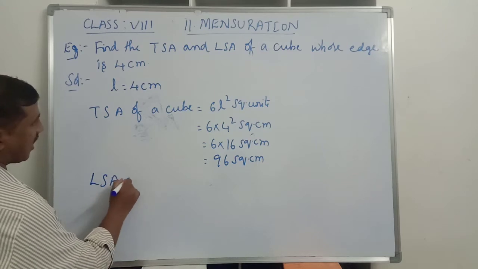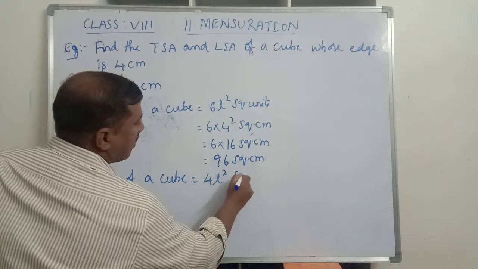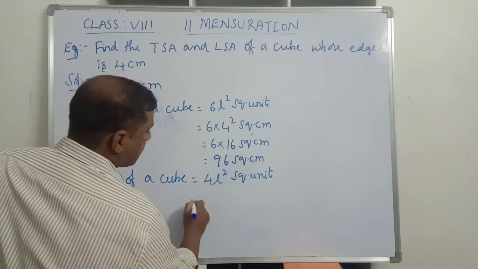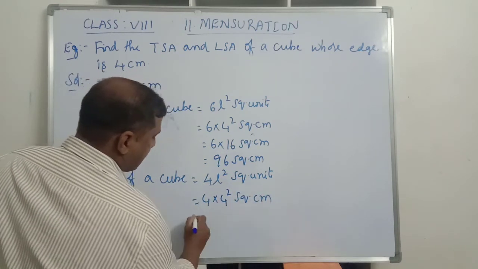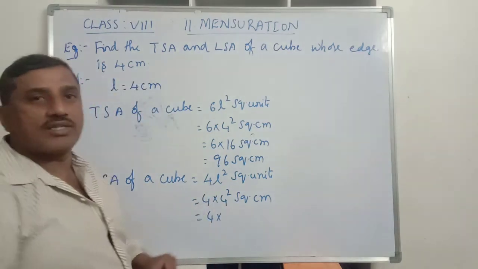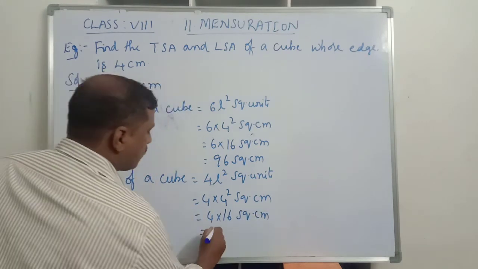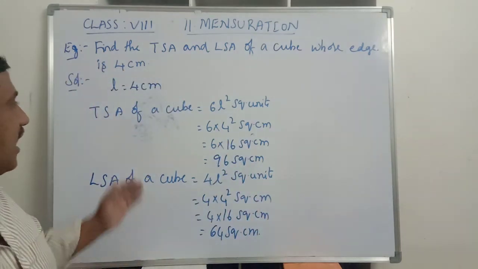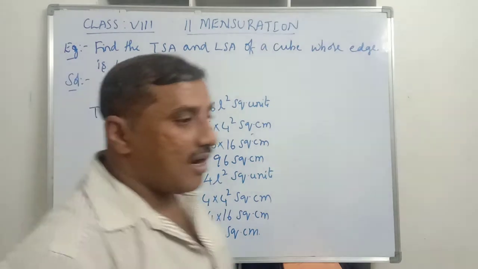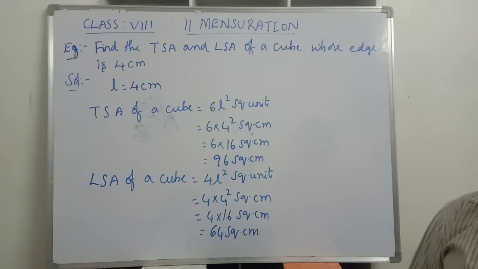Now LSA of a cube. LSA of a cube is equal to 4L square units. That is 4 into L square, which is 4 into 4 square, which is 4 into 16 square centimeters. Now 16 into 4, 16 fours are 64 square centimeters. Like this we will find the total surface area of a cube and lateral surface area of a cube using the formula 6L square and 4L square respectively. Is it clear, children? Yes.